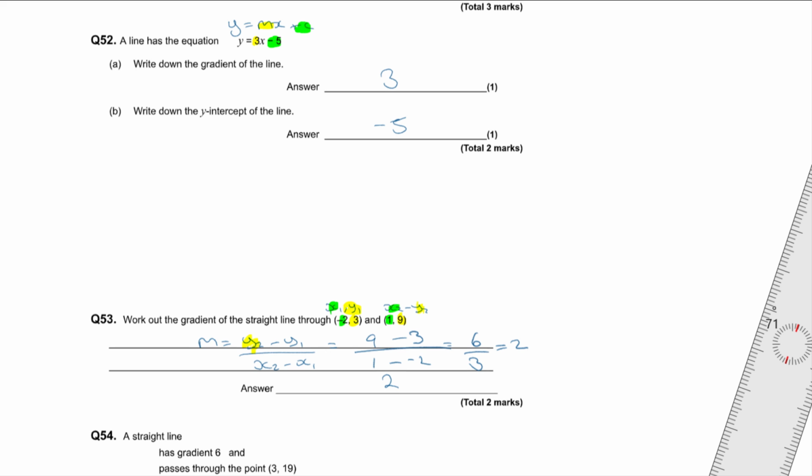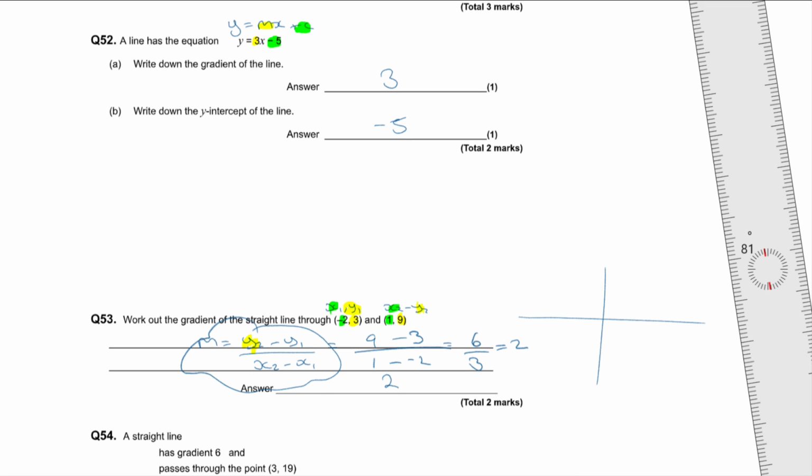Now, if you don't get on with a formula like this, the alternative way to do it would be to quickly sketch a pair of axes like this and plot the points on roughly. Minus 2, 3 would be 2 to the left and 3 up. It would be minus 2, 3 there. And 1, 9 would be 1 to the right and 9 up, wouldn't it? It'd be up here. 1, 9. So if you want to work out the gradient of that line, then you just kind of triangulate between them.